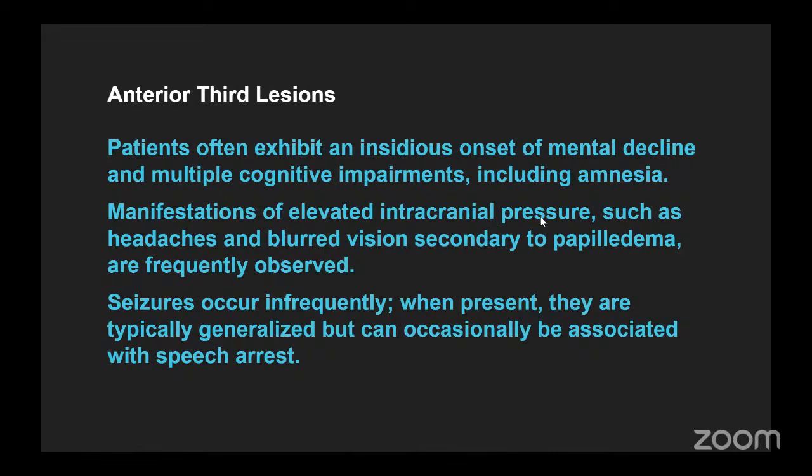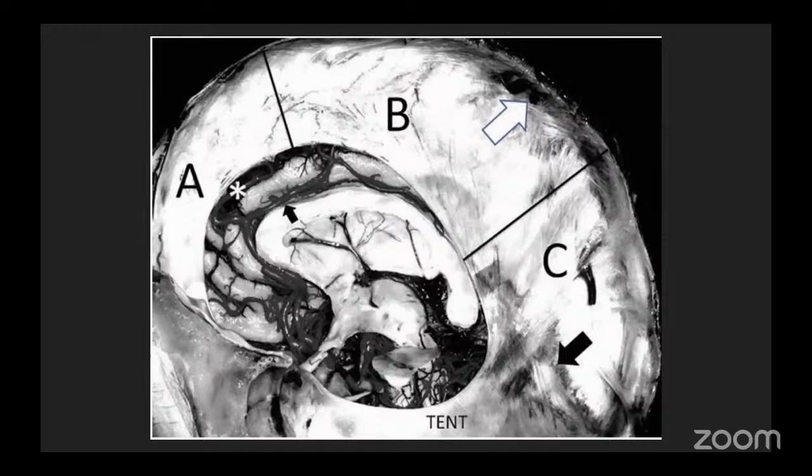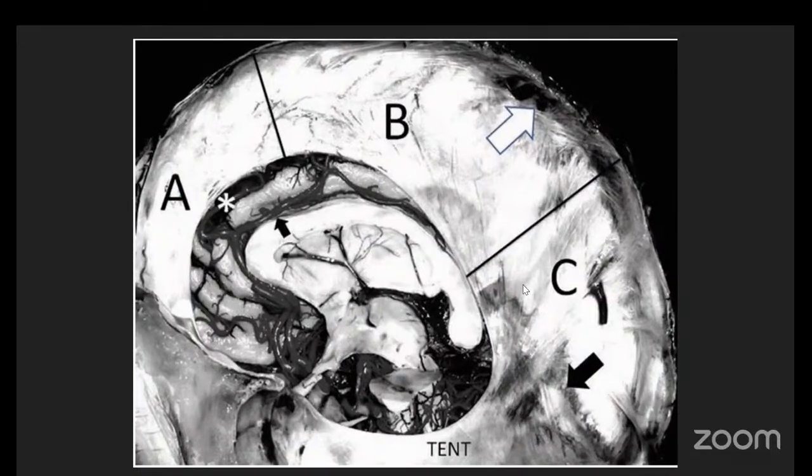We did discuss this yesterday that we can divide these. In fact, let's go back to this slide. We divide the falcine meningiomas just as we divide the parasagittal meningiomas, the anterior ones, the middle ones, and the posterior ones. I am audible, right?